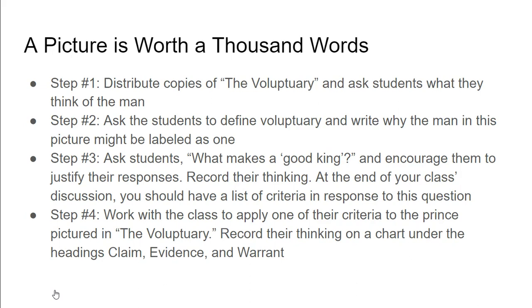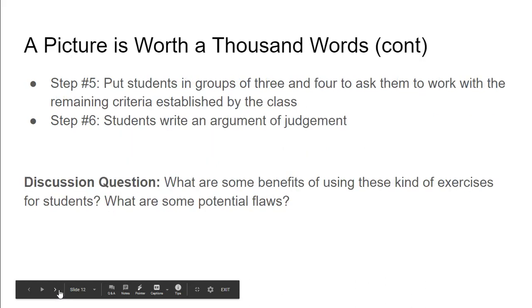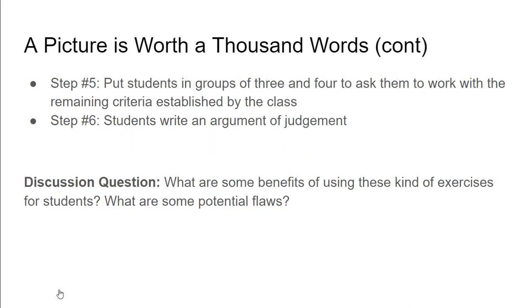Record their thinking, and at the end of your class discussion, you should have a list of criteria in response to this question. Step number 4, work with the class to apply one of their criteria to the prince pictured in The Voluptuary. Record their thinking on a chart under the headings claim, evidence, and warrants. Step 5, put students in groups of 3 or 4 and ask them to work with the remaining criteria established by the class. Step number 6, students write an argument of judgment.